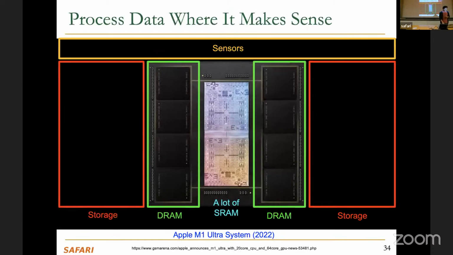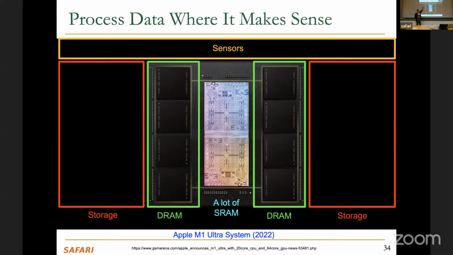Okay, so let's continue. What does it mean, processing where it makes sense? Processing where the data resides, or processing where the data is coming from, right? If you look again at this Apple M1 system, as I said earlier, most of the system is devoted to storing data or to moving data, and only a little bit of the system is responsible for processing data, right? So the idea of processing data where it makes sense is processing data where the data is stored, might be storage, might be DRAM, or even where the data is generated.